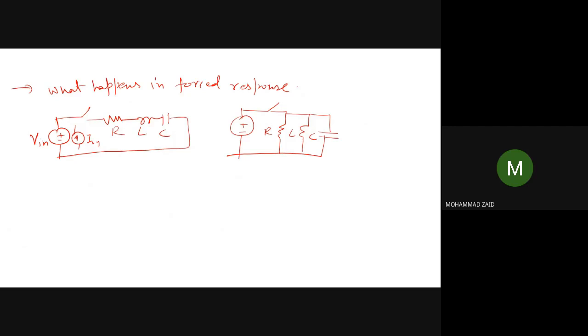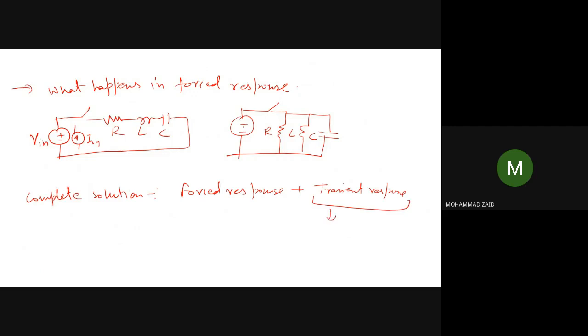For example, if we are writing a complete solution, then we need to have a forced response plus natural response or transient response. Okay, so transient response we have already written for both the circuits.